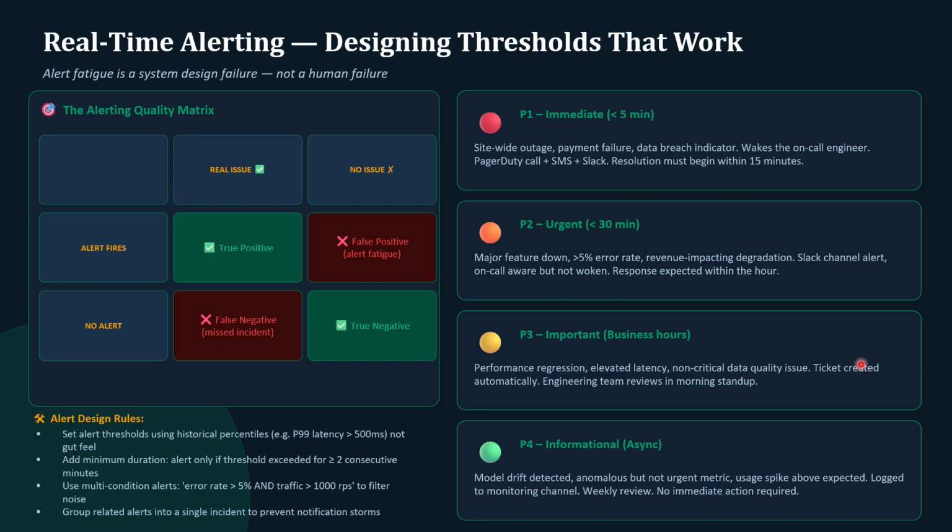So the 4 priority tiers on the right define a response escalation. Not every alert needs to wake someone at 3 a.m. Only the P1 incident should do that.